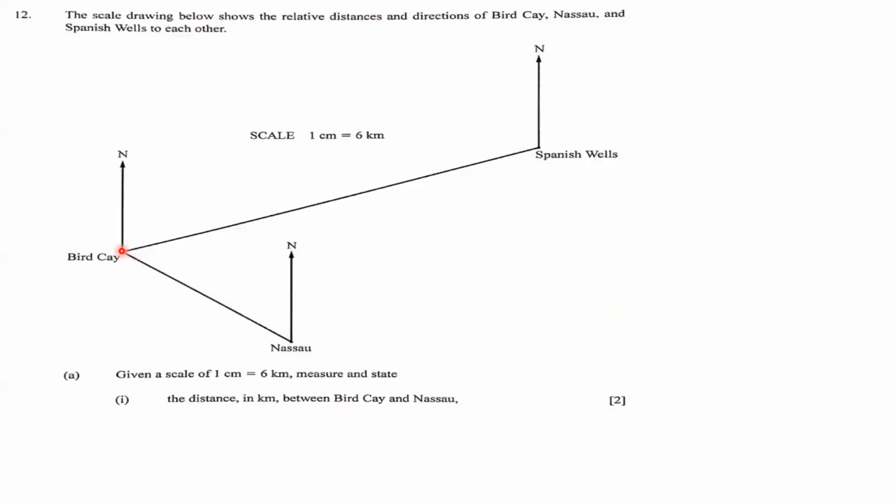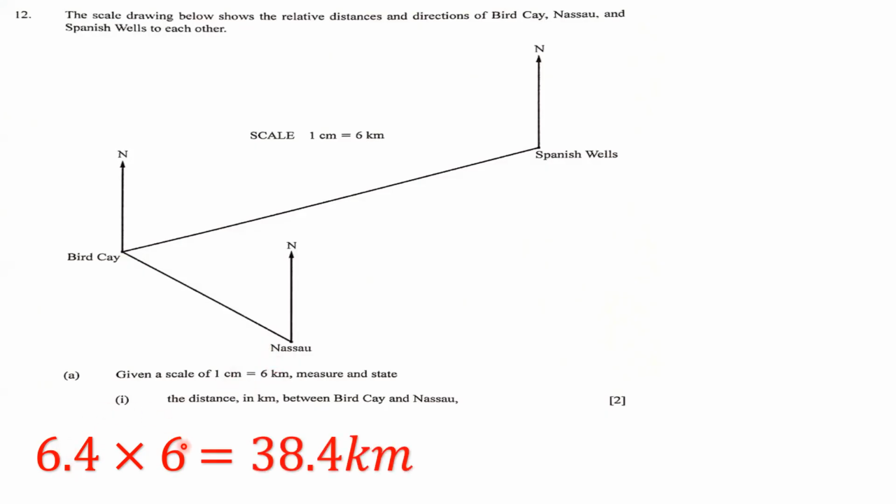So the distance is going to be 6.4 centimeters, but they want it in kilometers. We already know that 1 centimeter is going to be 6 kilometers. So we're going to take our 6.4 and multiply it by 6. Why? Because 1 centimeter equals 6 kilometers. So if we have 6.4 centimeters, we multiply it by 6 to figure out how many kilometers we have. That's going to be 38.4 kilometers. That's the distance between Bird Key and Nassau. Let's move on to the next question.